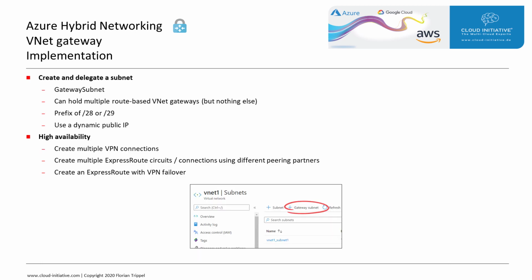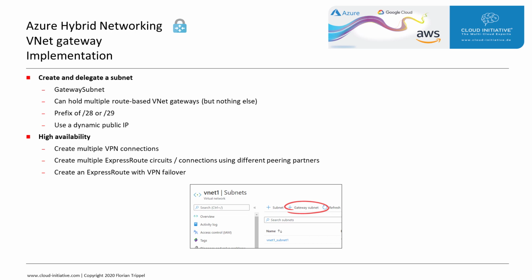Let's spend some more words on implementation. In order to create a VNet gateway, we must configure a dedicated subnet. The subnet must be named GatewaySubnet, and when we go to the resource blade of the VNet and go to the subnets, then there is indeed a button to create a gateway subnet. But there's nothing special about this button. We can also create it manually.